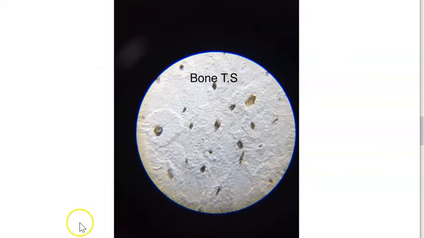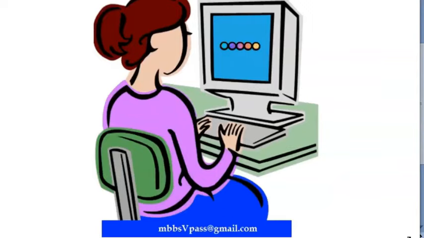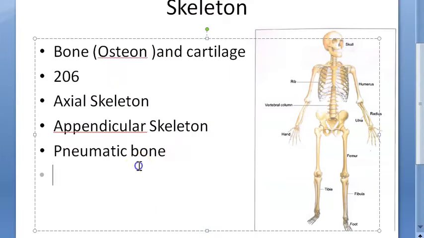Okay. This is how the bone looks under the microscope. So this is the histology. Microscopic morphology. What is TS? Transverse section. Very good. Some other terminologies you should know here, guys, like pneumatic bone.